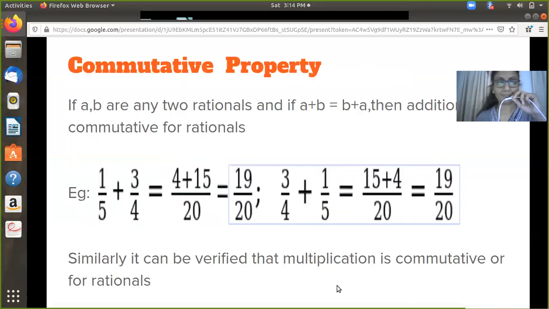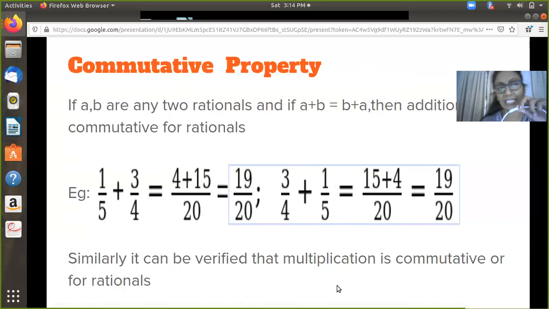Now moving on, we have the second property, which is the commutative property. Again, let us first try to understand commutativity. If A and B are any two rationals, and if A plus B is equal to B plus A, that means if I change the order of addition between the two rationals, I end up with the same result on both the LHS and the RHS.